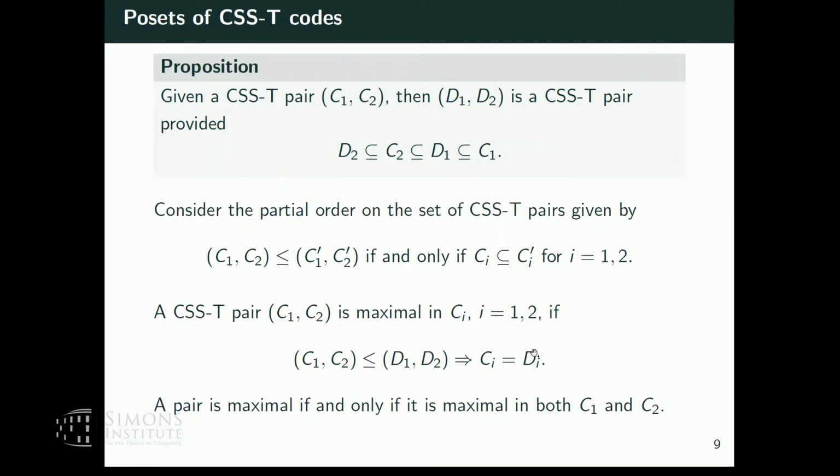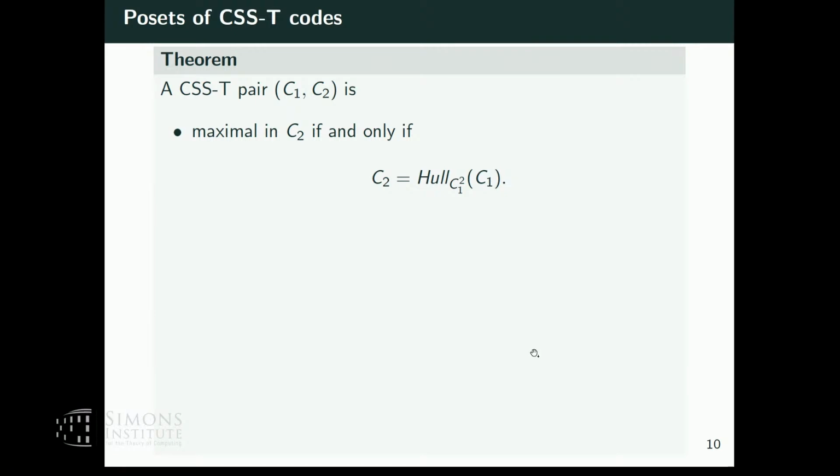And of course, the natural way, just like one would compare any two pairs, we'll say that a pair C1, C2 is less than or equal to, in the partial order, C1 prime, C2 prime, if we have this containment for both C1 and C2. And then, of course, a code will be maximal with respect to one of the coordinates, like C1, for instance, if this condition is satisfied for C1, and maximal with respect to C2 similarly.